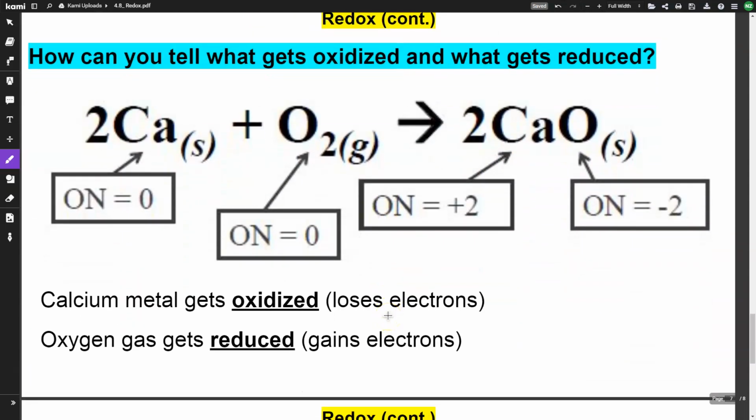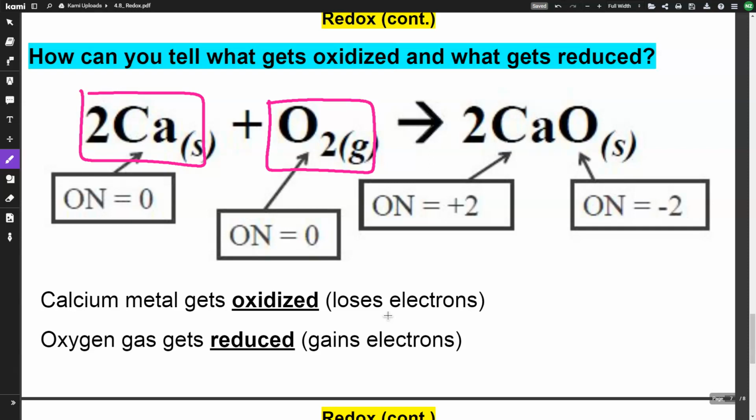So again, to determine what's being oxidized and what's being reduced, we have to look at oxidation numbers. In the first example that we looked at with the ions, it was really easy. We were just looking at the charges. But here, we have to look at oxidation numbers. Oxygen is in its elemental form. Its oxidation number is 0. Calcium is in its elemental form. Its oxidation number is 0.